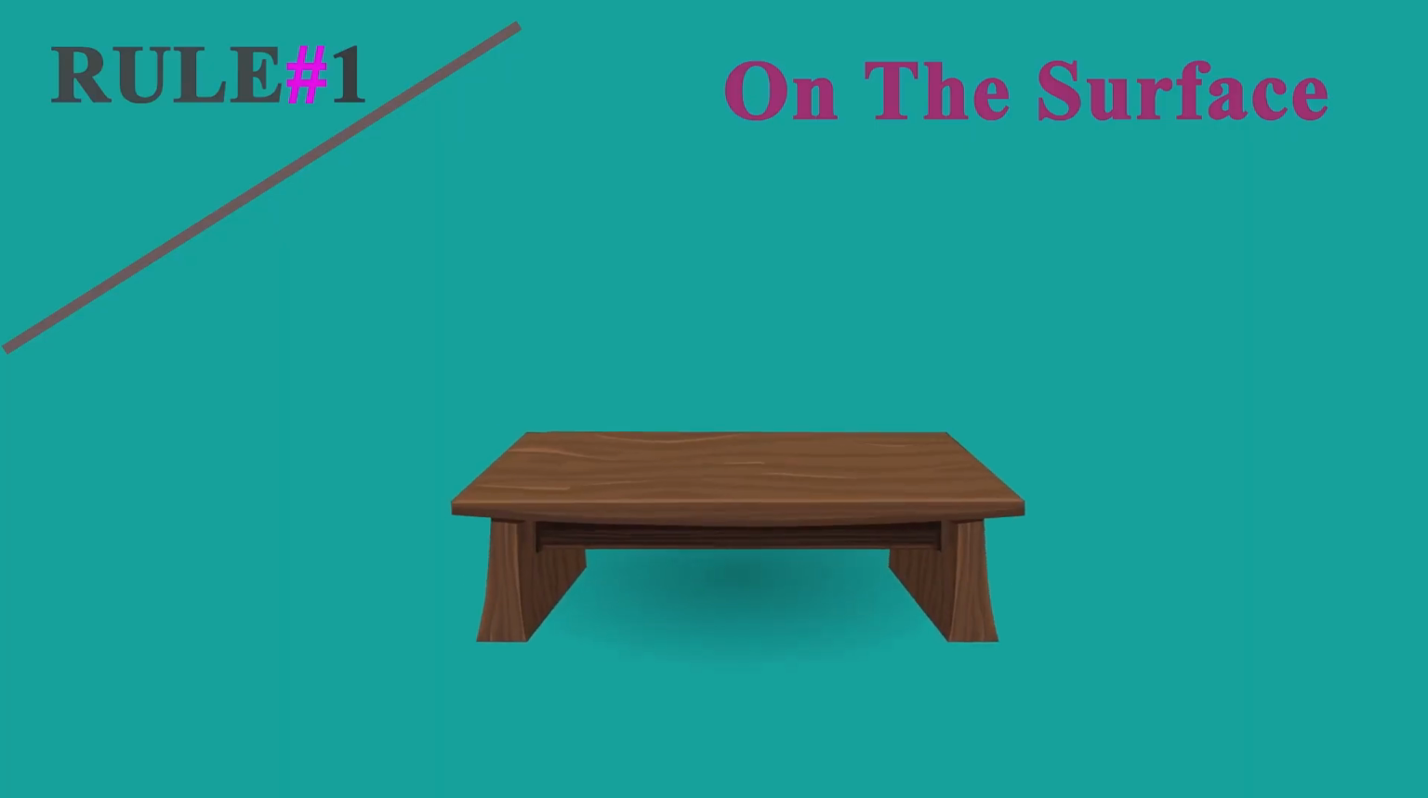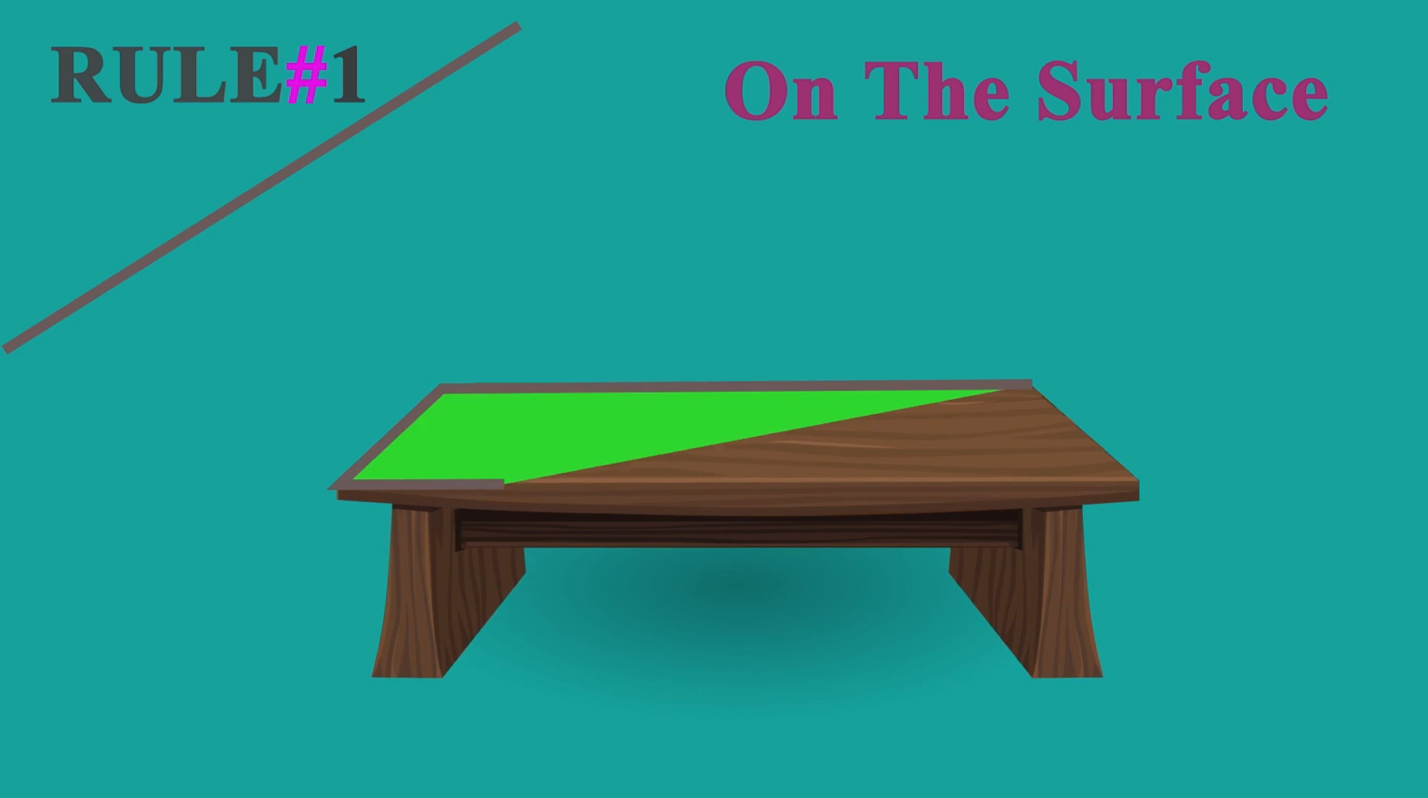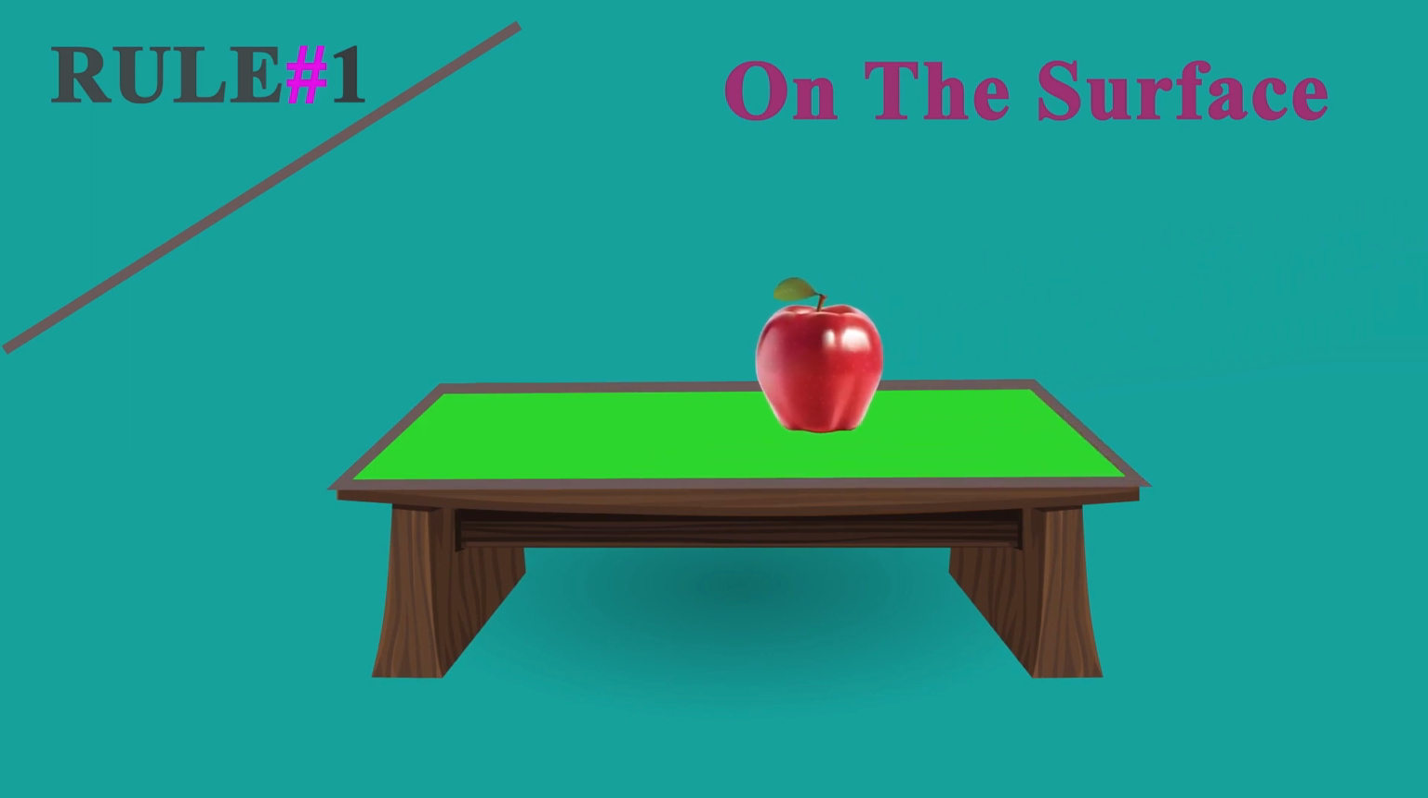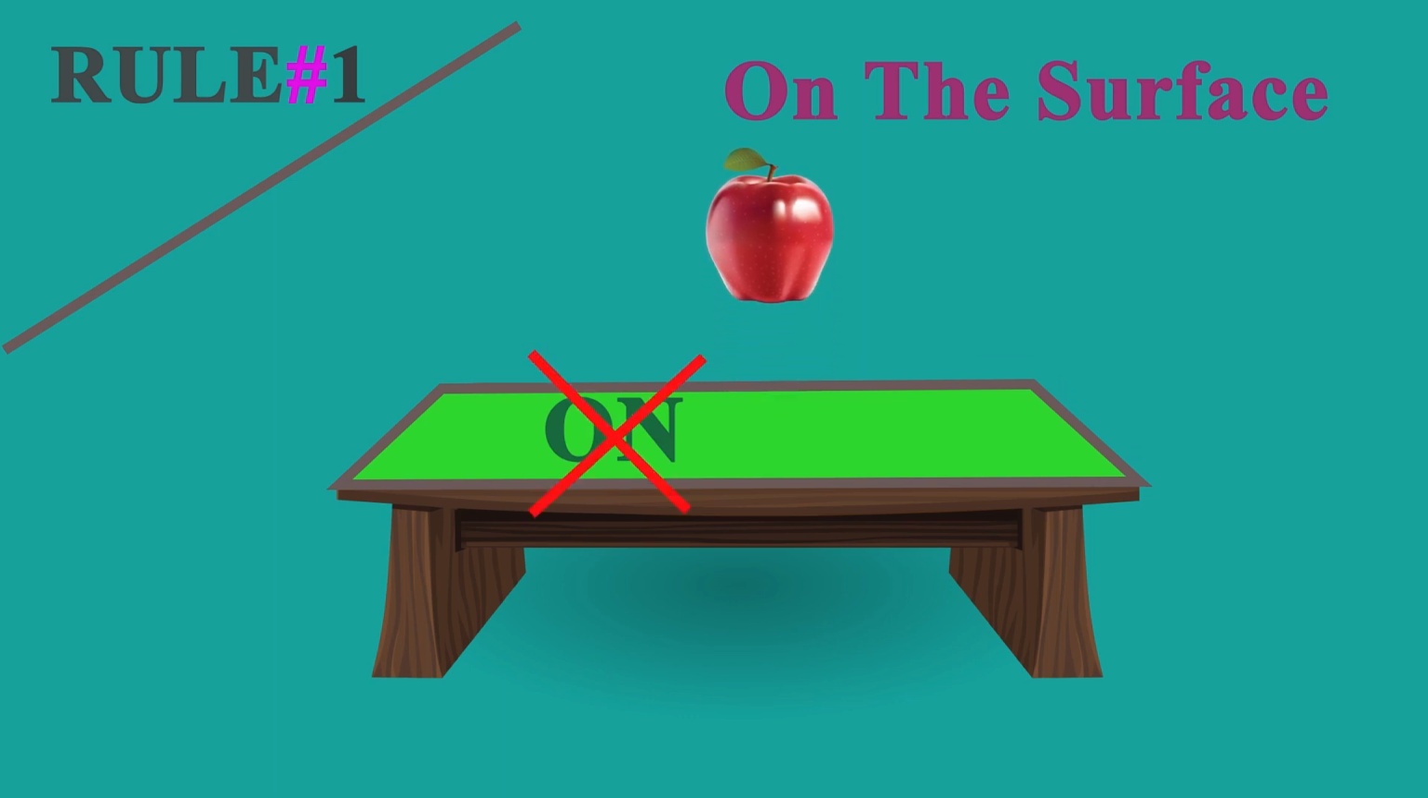Let us take a table, and this is the surface. Now we will take one apple and keep it here. This apple is attached to the surface of the table, so we will say the apple is kept on the table. But if we take the apple out, we cannot say on.